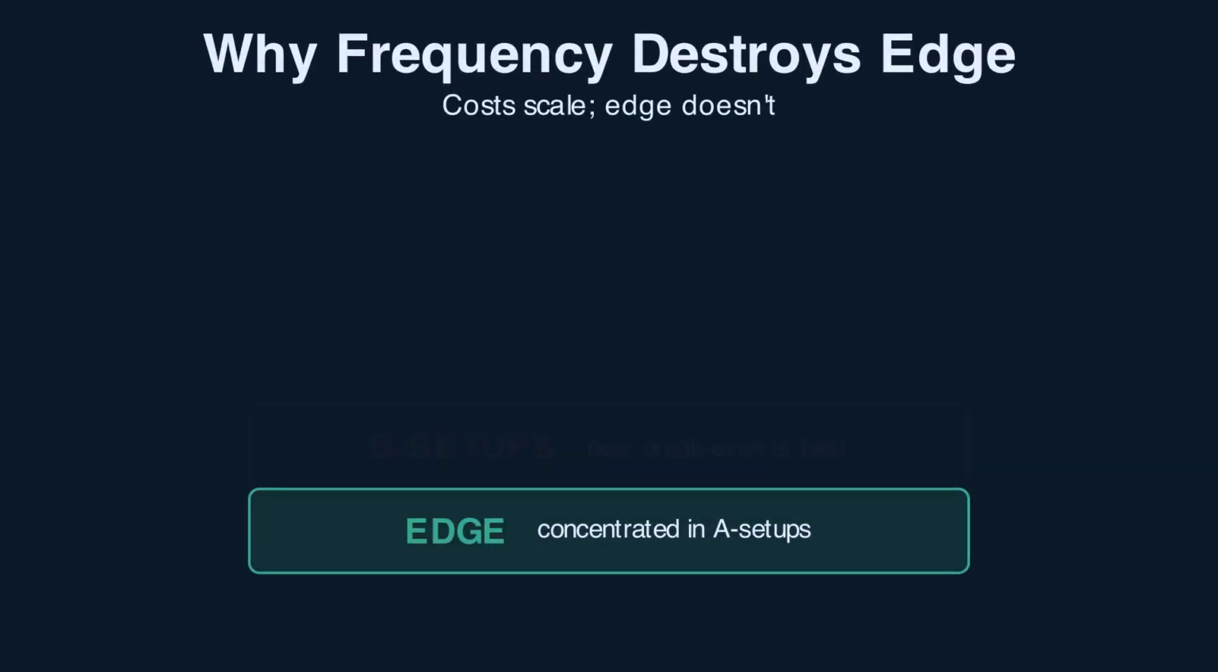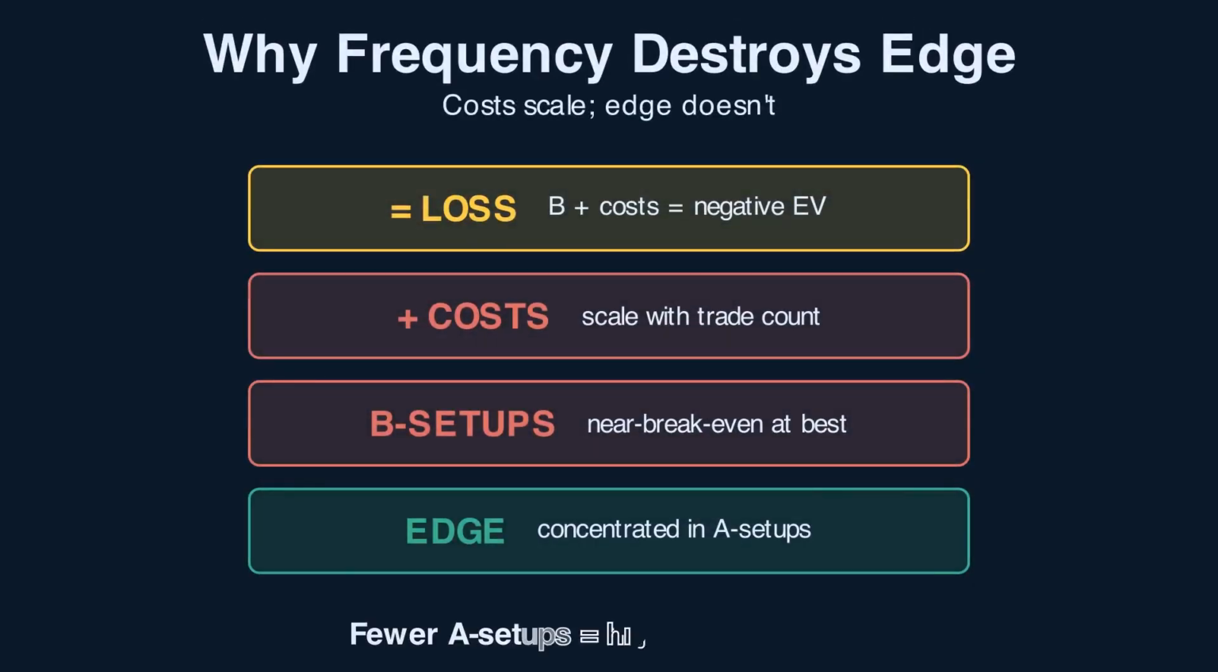Here's the math nobody shows you. Your edge is concentrated in a small number of A-quality setups, the ones where multiple confluence factors align. B setups, where 1 or 2 factors fire but the rest are weak, are near break even at best after transaction costs. C setups are negative expectancy. Most retail traders take all 3 categories because they're bored, fear missing moves, or want to feel productive. Result: the A setups earn their edge, the B setups give it back to commissions and slippage, the C setups cost money outright. Net P&L is negative even though the A edge is real.